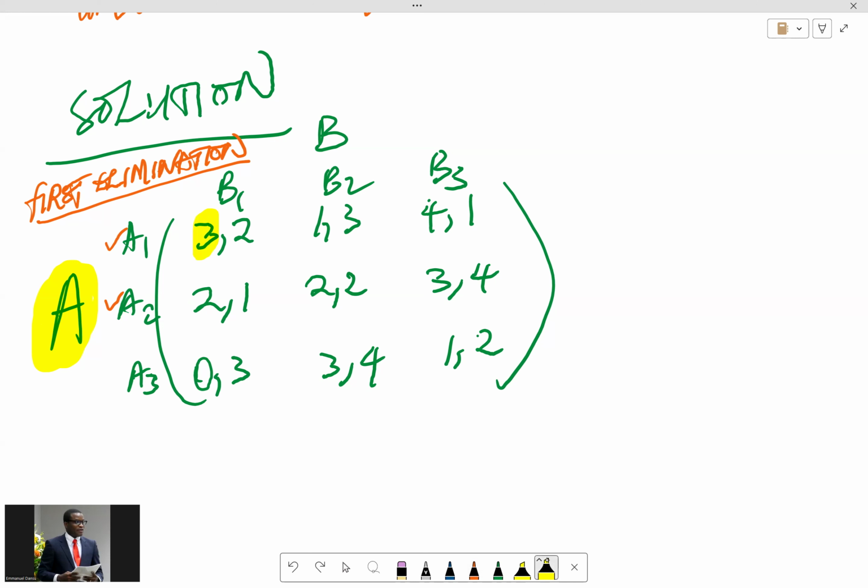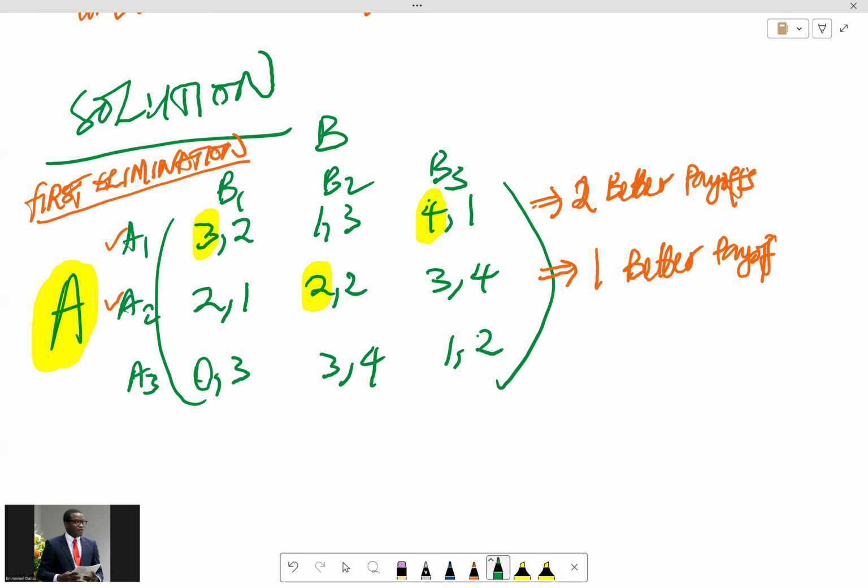Then if you go to strategy B2 for B, player A gets a payoff of 2 here, but it is 1 here. So 2 is better. Then when we go to strategy B3 for B, player A gets a payoff of 4 for strategy A1 and 3 for strategy A2, but 4 is bigger. So at the end of the day, you'll discover that A1 yields two better payoffs, and strategy A2 yields only one better payoff.